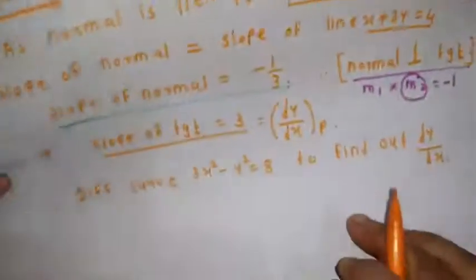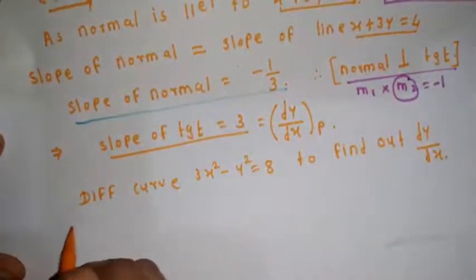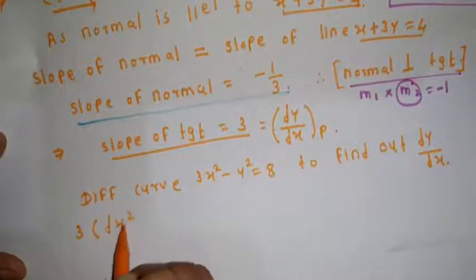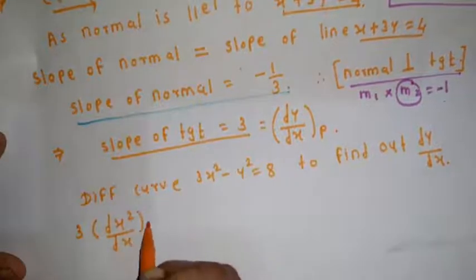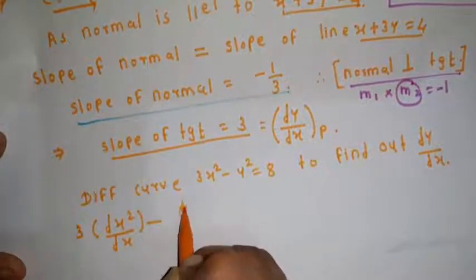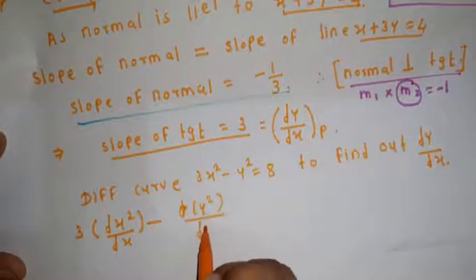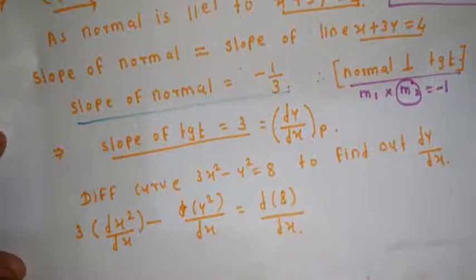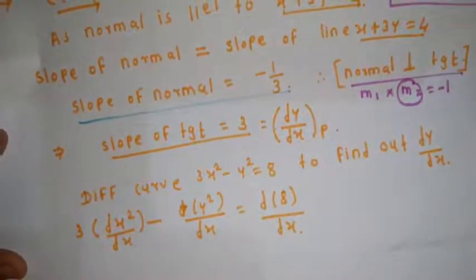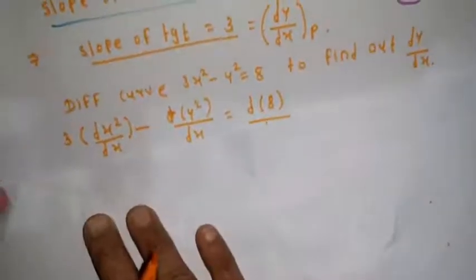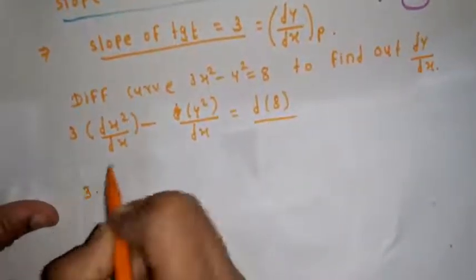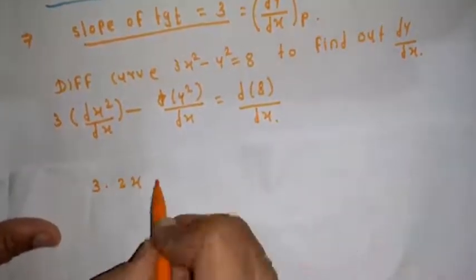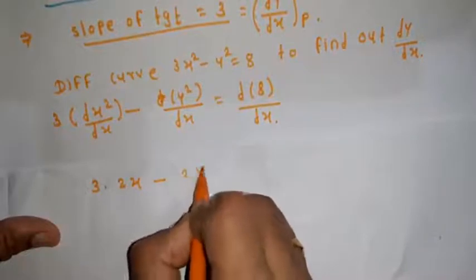Okay students, so differentiate this curve, that is 3 into differentiation of x square with respect to x minus differentiation of y square with respect to x equal to differentiation of 8 with respect to x. Okay students, and now this is equal to 3 into differentiation of x square is 2x minus differentiation of y square is 2y.